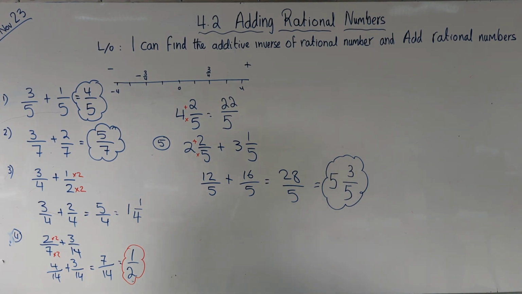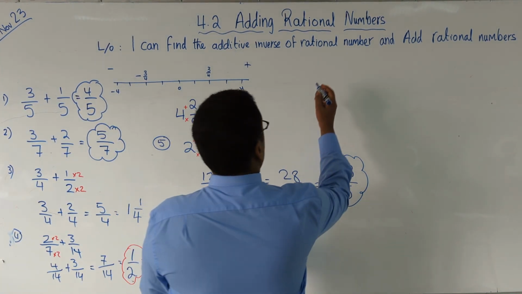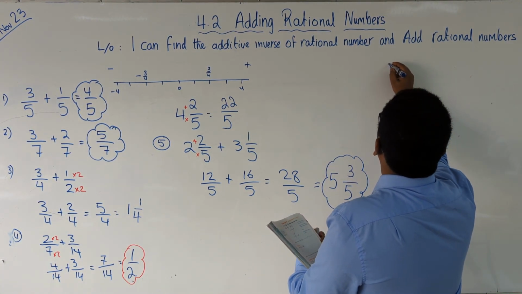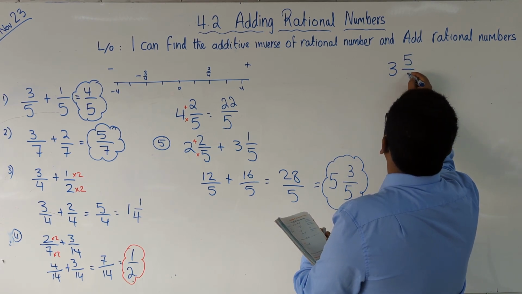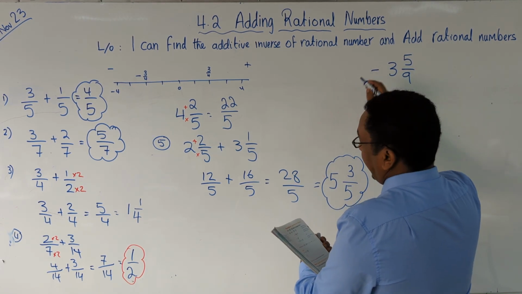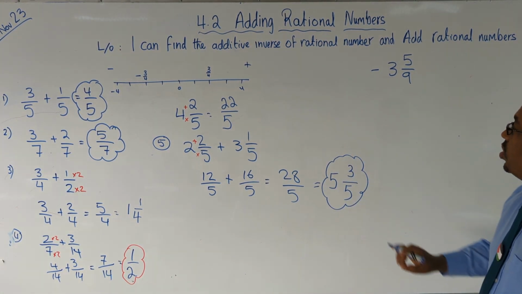Okay. First let's write down the question and then see how many of you can work this out. If you have now negative 3 and 5/9, can you all do this for me please? I don't want you to write in the book yet. I want you to work this out.